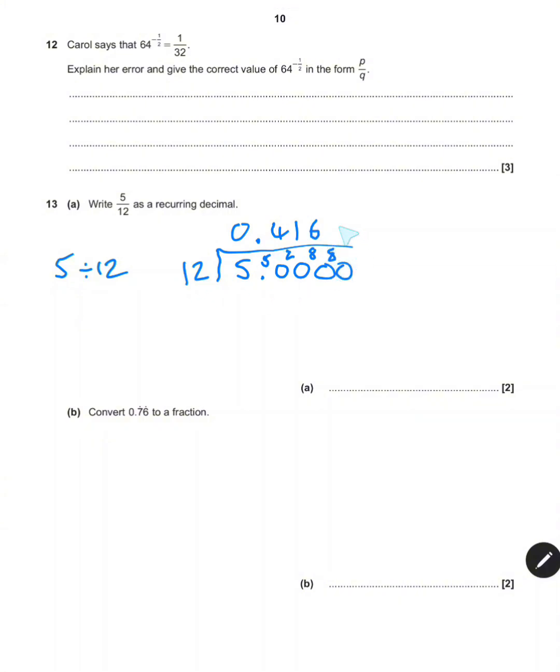And then we've got 12s into 80 again. So I'm going to have 6, remainder 8. There's our recurring decimal, 0.41666 recurring. Part B says convert 0.76, where the 7 and the 6 are recurring, to a fraction. So we need to follow an algebraic method for that. We're going to start with x equals 0.7676. Both the 7 and the 6 recur.